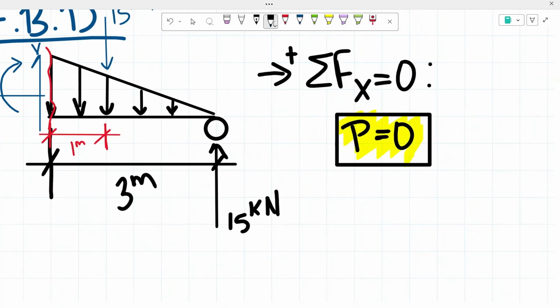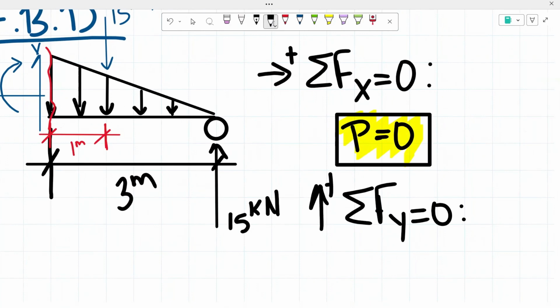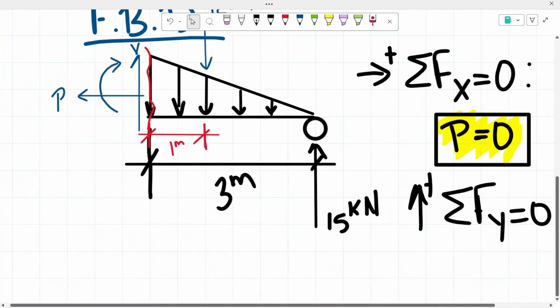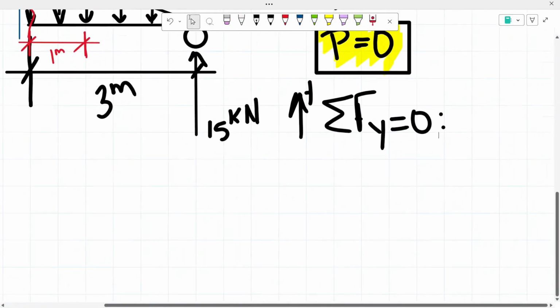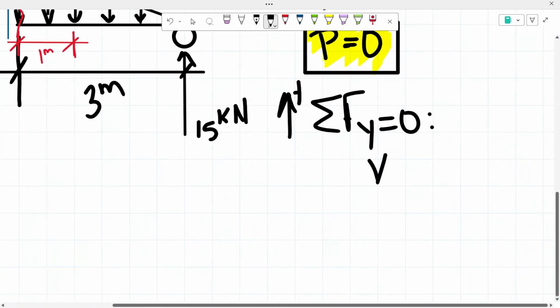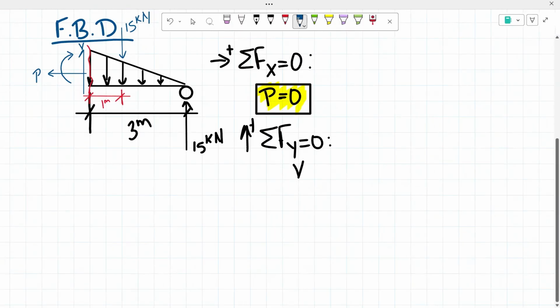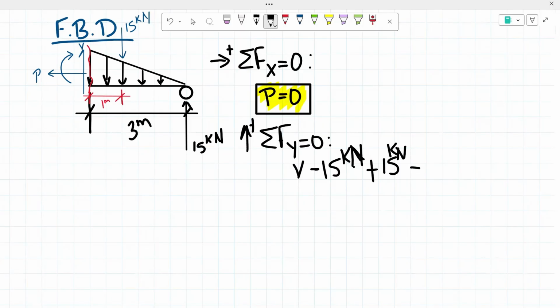From there, we're going to be taking the sum of our forces in the y direction to solve for our shear force. Based on our sign convention, our shear force is going upwards, so that's a positive force. From there, we have our concentrated force acting downwards, so negative 15 kilonewtons. And then we have our reaction of 15 kilonewtons. We know that all of that has to equal 0. So simply solving for our shear force, we get that our shear force also equals 0.